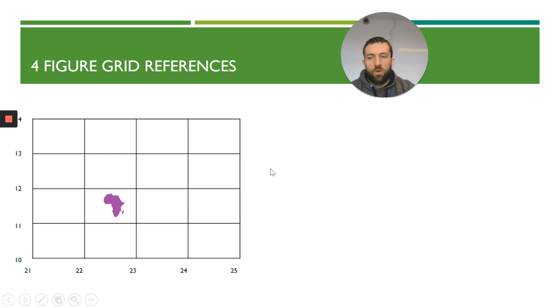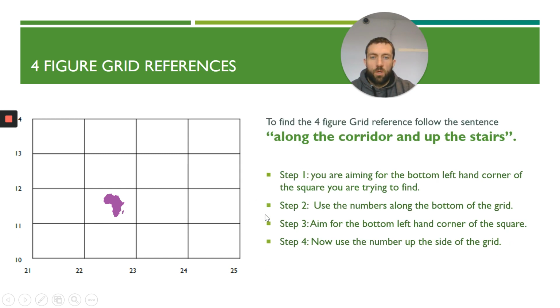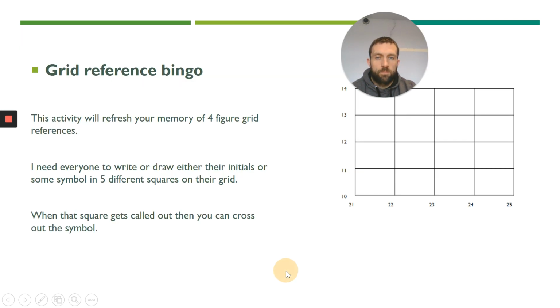Alright, so another example, here's the continent of Africa. What is the grid reference for that? It is 22, because we go along the corridor first, aim for the bottom left hand corner, so the number is 22. And then we go up the stairs, which is there, looking at that, 11. So the grid reference would be 2211. Alright, so along the corridor, up the stairs, aim for the bottom left corner of the square. Use the number on the bottom of the grid, aim to the bottom left corner of the square, now use the number up the side of the grid, and it's the closest number to the left hand corner of that square.